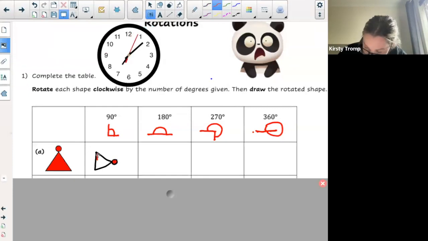Mine's not perfect, I know. Yours will look a lot better, okay? But there he is. I've pushed him over. Okay. All right. How do yours look? Do they look kind of the same as mine? Are we good? Am I seeing some nods of heads? Yeah? Okay.